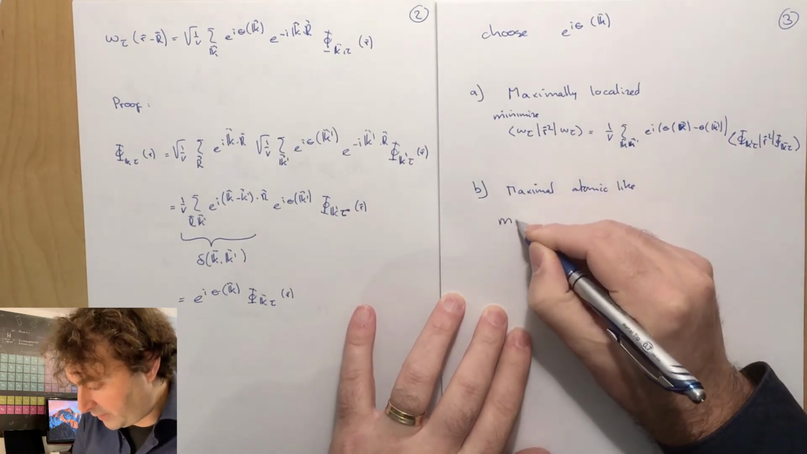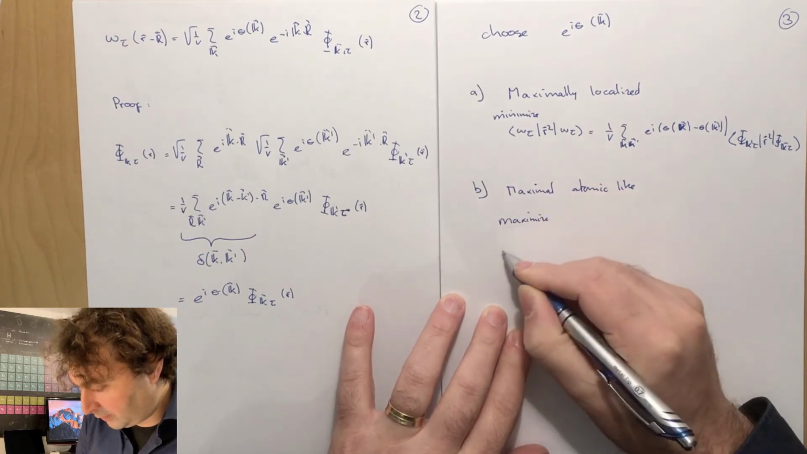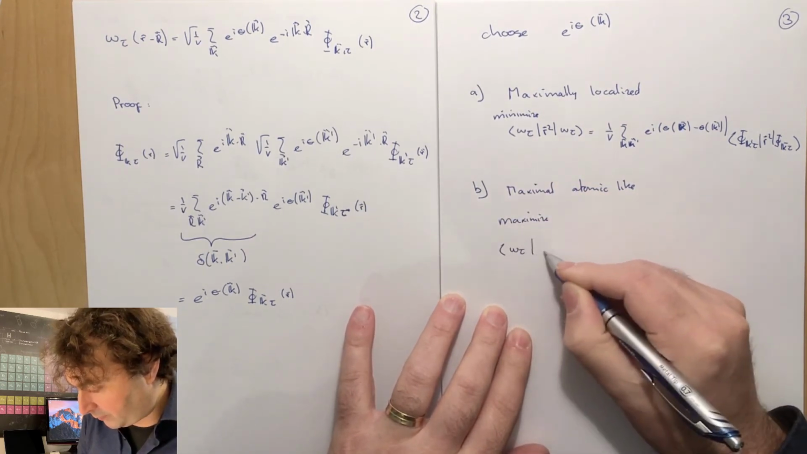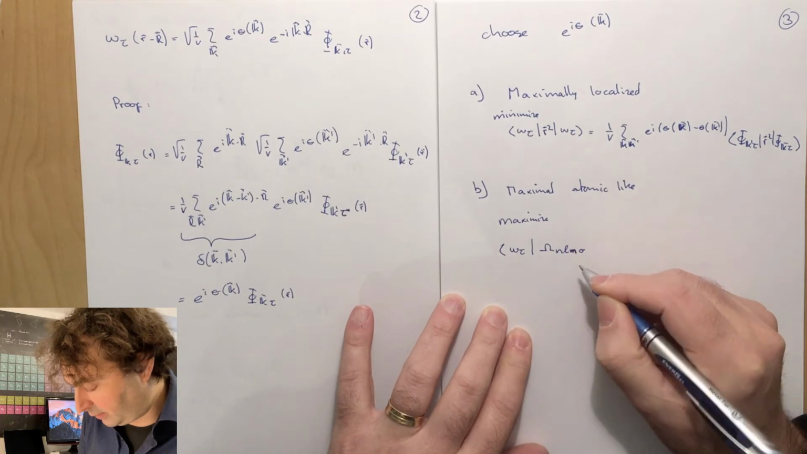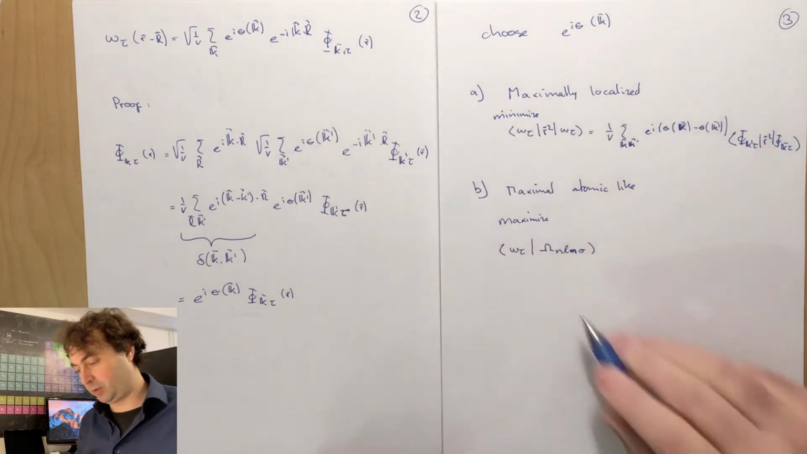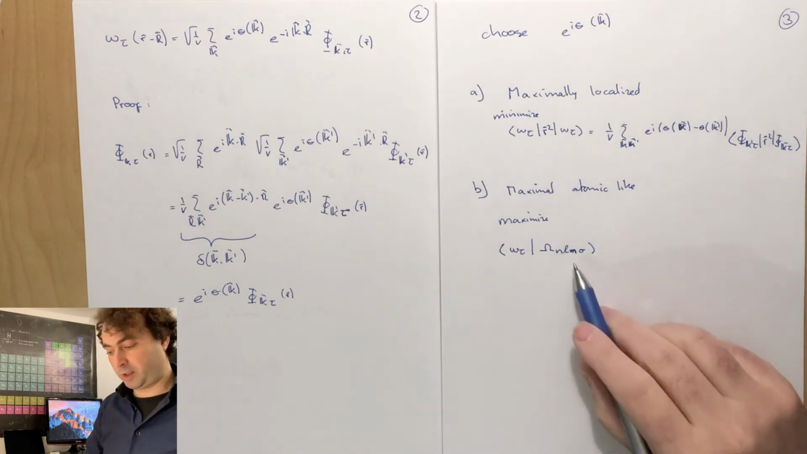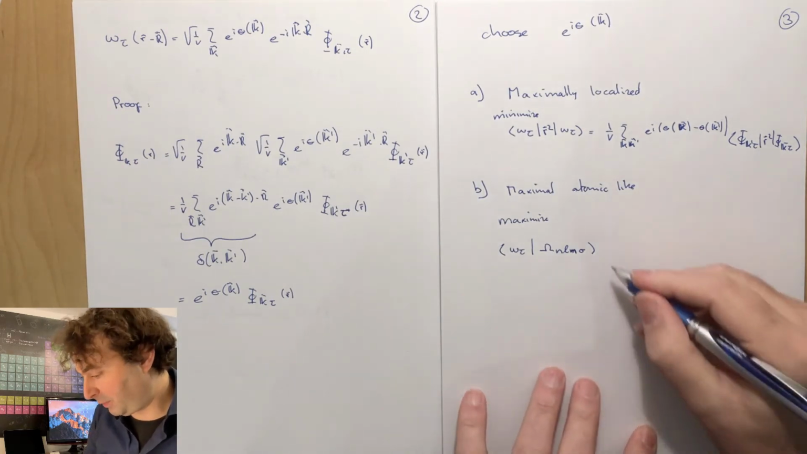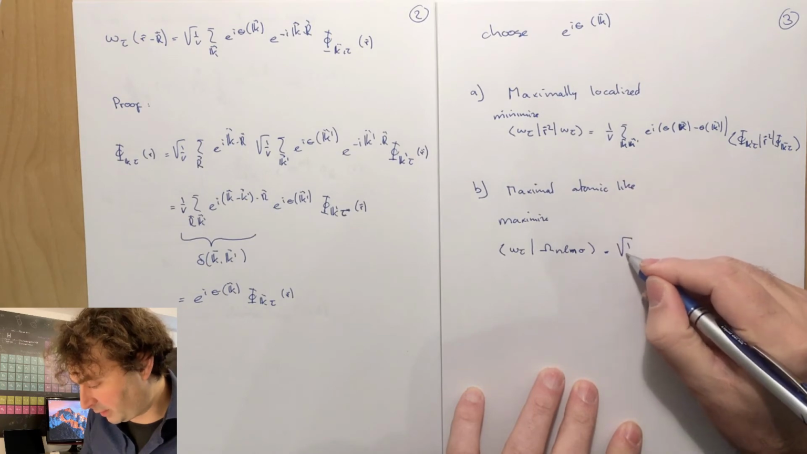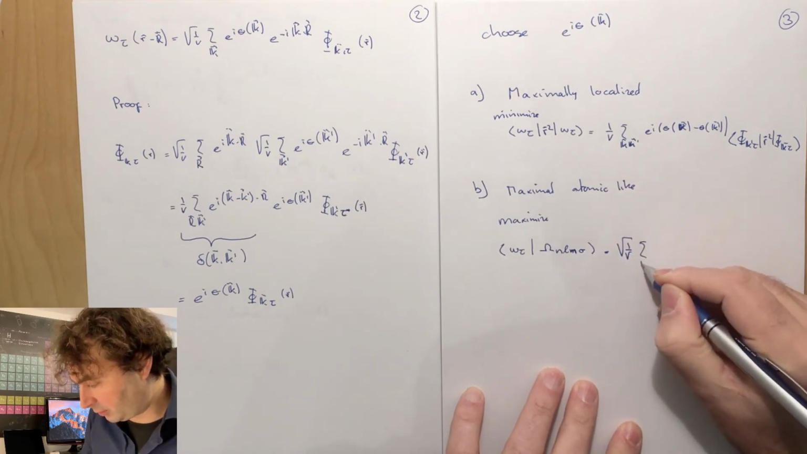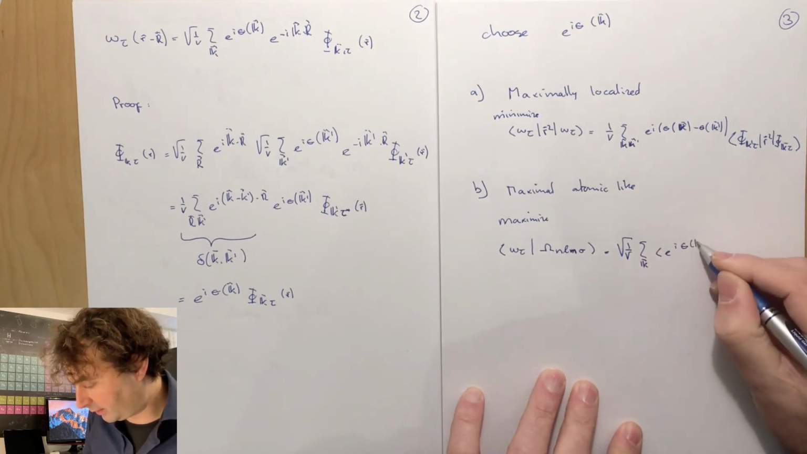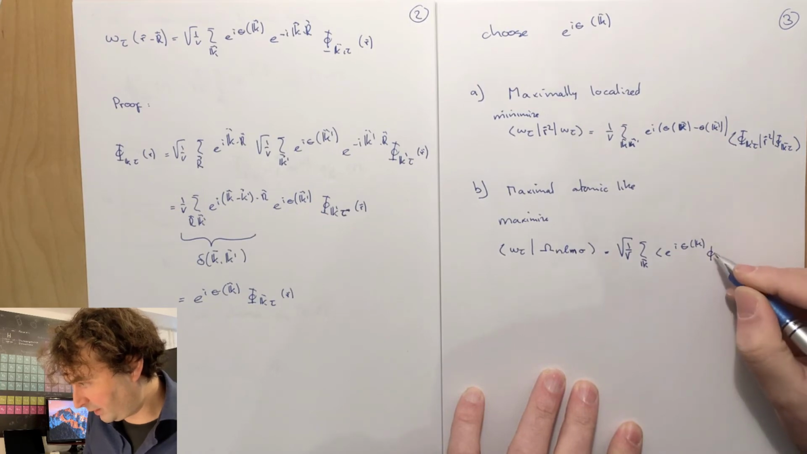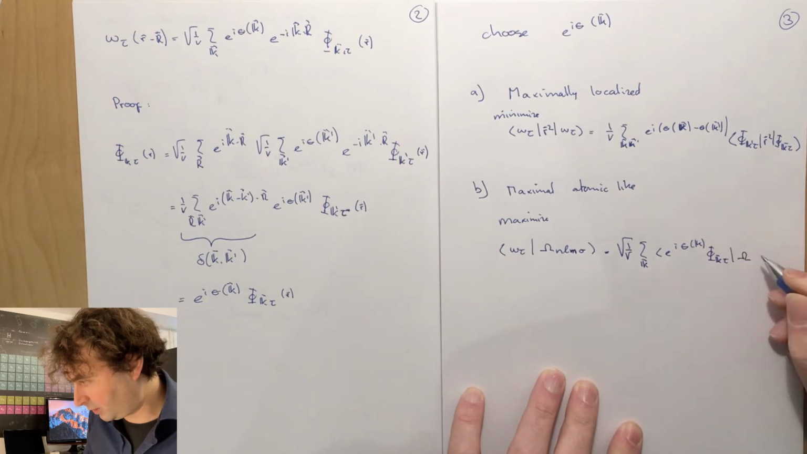For that, we have to maximize the overlap between the Wannier function and an atomic orbital with quantum numbers n, l, m, sigma. So the principal quantum number, the angular momentum, the projection of the angular momentum on the z direction, and the spin. And this is just given by the square root of 1 over V, sum over all crystal momenta, your phase function e to the i theta k, then the band eigenstate times the atomic orbital.